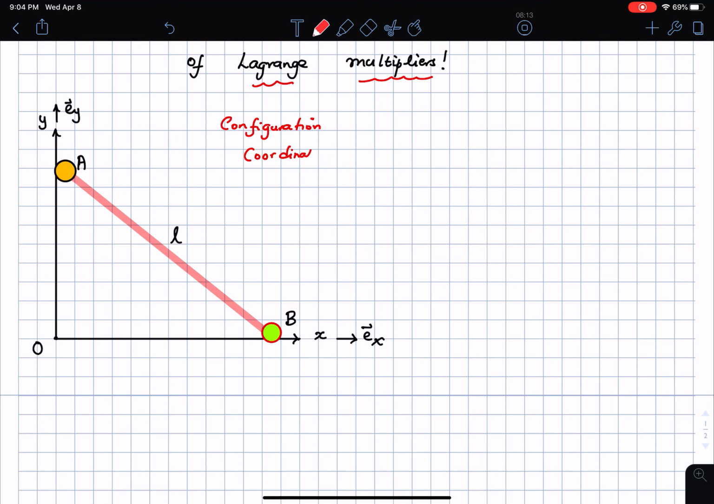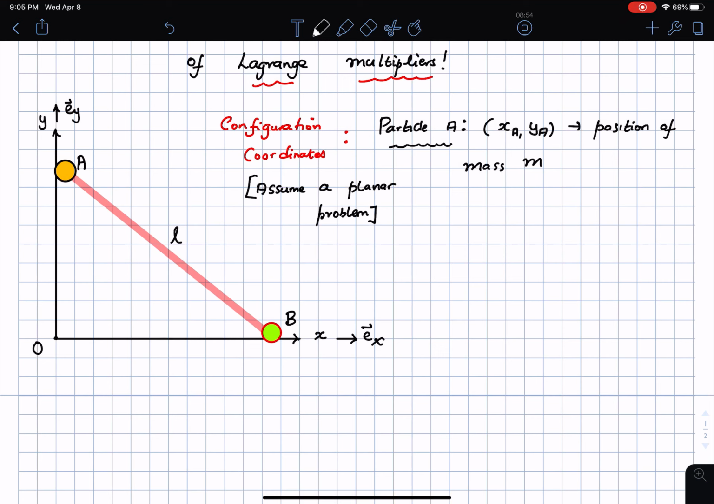Configuration coordinates. So for particle A, what I'm going to do is implicitly assume a planar problem. Okay, so we're going to assume a planar problem. And for particle A, I'm going to say that the configuration coordinates are the positions xa and ya with respect to the point O, which is a stationary observer. Okay, this is the position of mass ma as seen by a stationary observer at O.